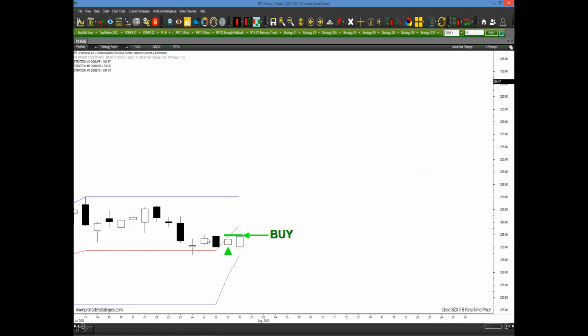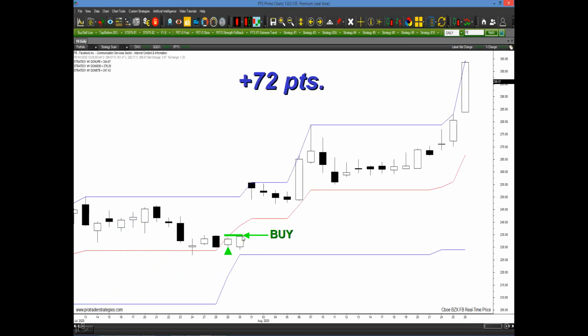Now, Facebook had another really nice setup. This one's a little bit different. Most people would say, well, if you don't have the Donchians, this stock is just kind of going sideways to lower. Why would I want to buy this? Well, the Donchians are telling you the overall trend is up since they're all rising. Here's your first bar that is entirely below. You could have purchased it right here at the end of July, potentially capturing 72 points to the upside.